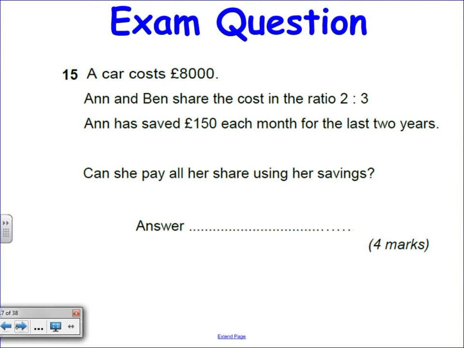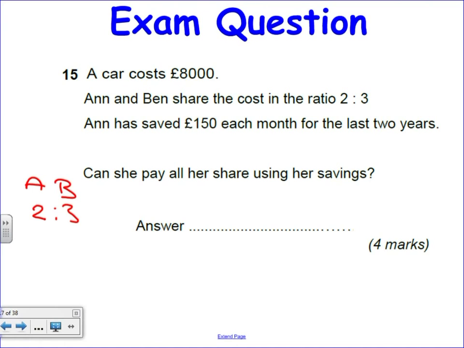So, how do we lay this out? What's my starting point for my ratio? Good, Alex. 2 is A, 3 is B. Good. So you have to write a ratio down the way it is in the question. Anne and Ben in the ratio of 2 to 3. So Anne is definitely the 2, Ben is definitely the 3.